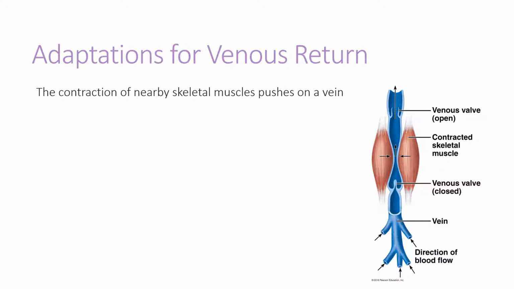In addition to that, veins need some functional adaptations to help increase venous return back to the heart, like contraction of nearby skeletal muscles. As they contract, they bulge and push down on a vein, temporarily increasing pressure and pushing blood into the next portion of the vein. As the pressure decreases from the relaxation of skeletal muscles, the valve slams shut and it prevents blood from moving back down in the wrong direction.